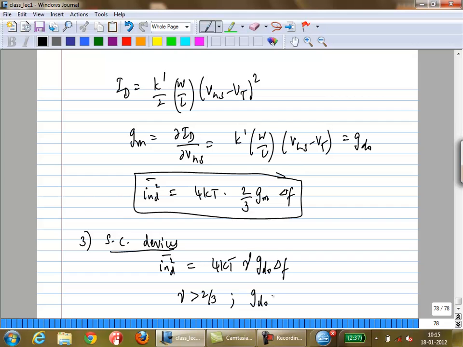What about GD naught? For a long channel MOSFET, GD naught happens to be the same as GM. For a short channel MOSFET, to make matters worse, GD naught happens to be larger than GM, by around 15-20%, maybe a little bit more. So it's common to write GD naught as GM over alpha, where alpha is less than 1.